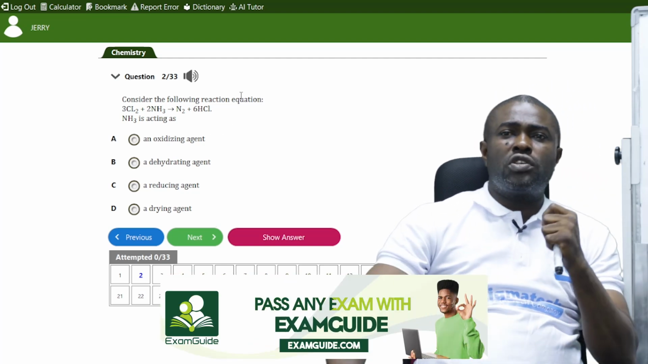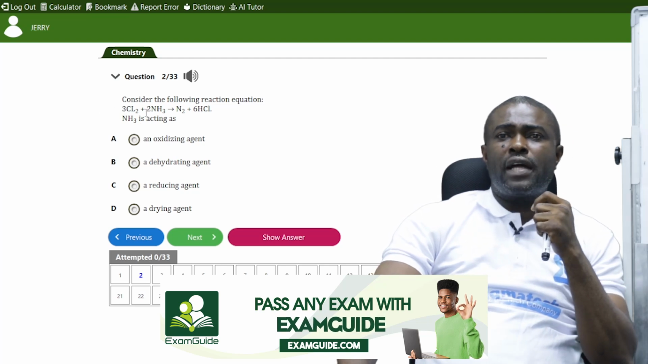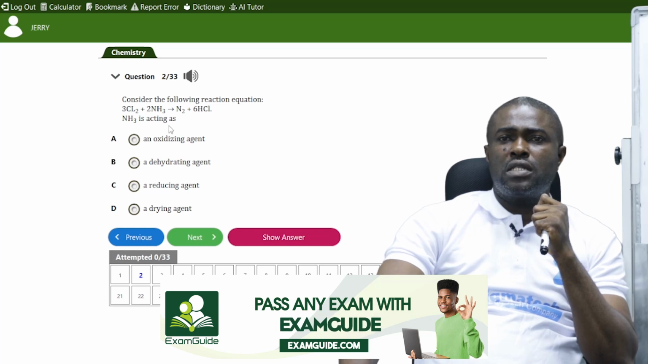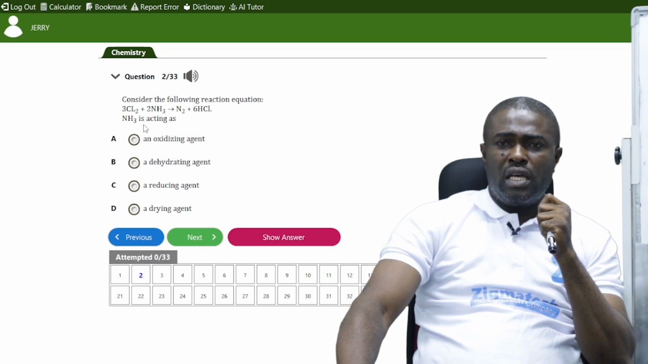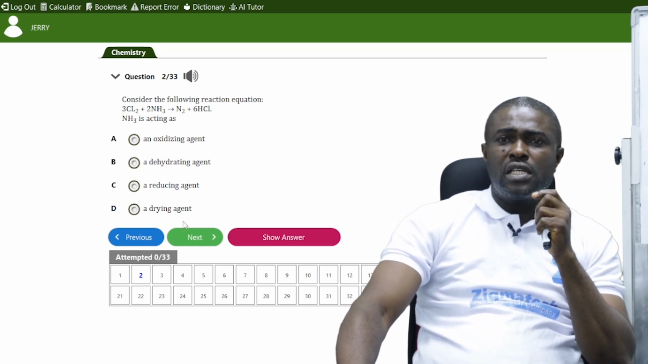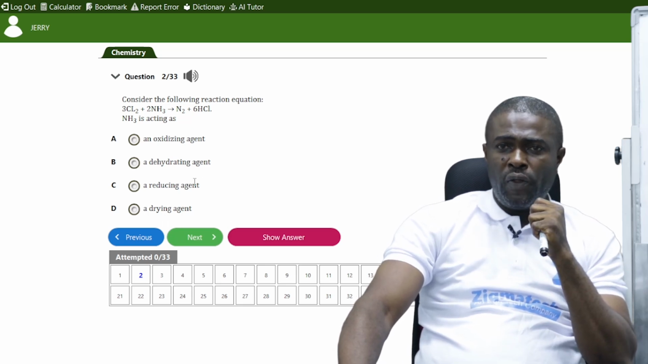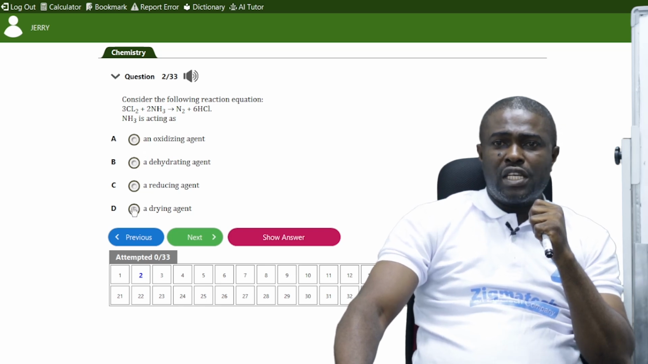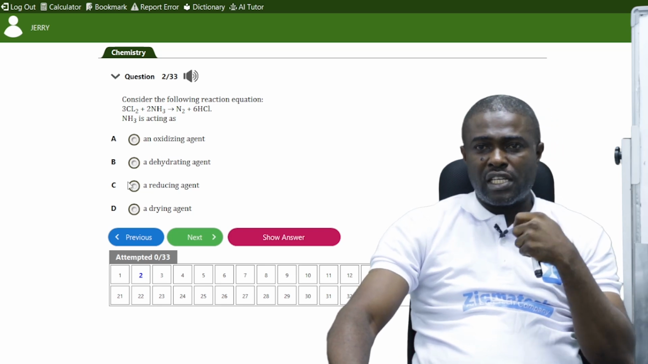Consider the following reaction equations. We are seeing chlorine reacting with ammonia to give us nitrogen and hydrochloric acid. The question is, what is the function of ammonia in this reaction? Is it an oxidizing agent, reducing agent, a dehydrating agent, or a drying agent? No, it is not a dehydrating agent. It is not a drying agent. You shall be considering that of the oxidizing agent and reducing agent.